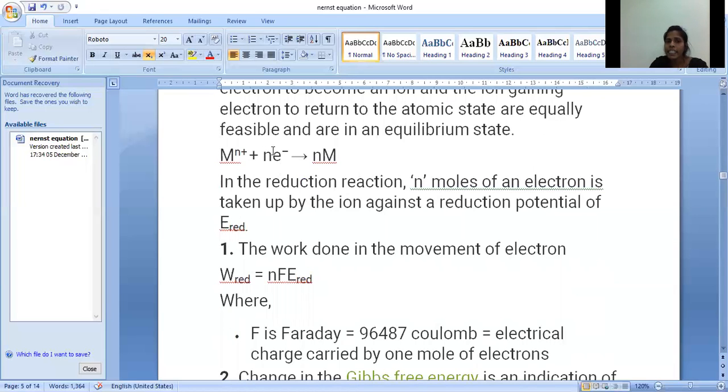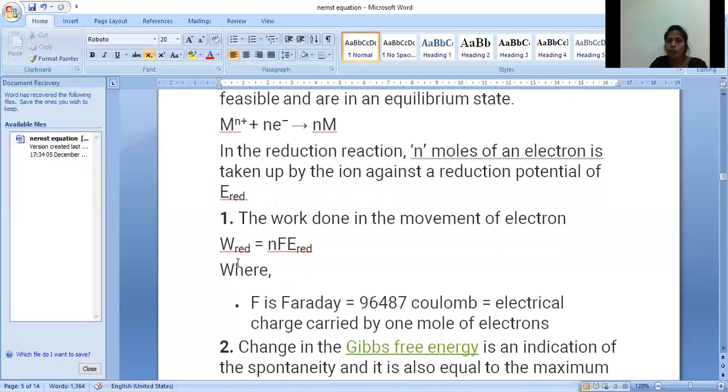But when it is gaining or losing the electrons, it will be doing some work. Yes, there is some work done. So the work done in the movement of electrons is W_red equals nFE_red. This is from thermodynamics. Work done is equal to nFE_red. You know what E_red is? That is the reduction potential. And this is the work done for the reduction.